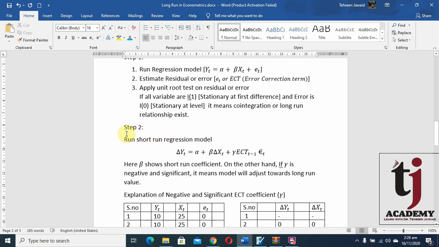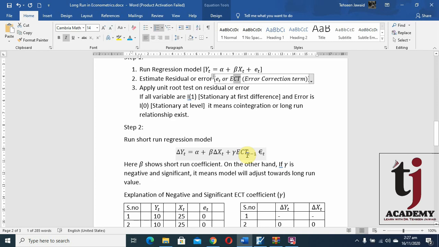Now what is step 2? First, run your short run regression model. As we have discussed above, short run means we do not run the regression model on the level data, but on first difference. So delta yt is the dependent variable, and delta x, change in x, is the independent variable. This is not enough, we have to add the lag of the error correction term as an independent variable.